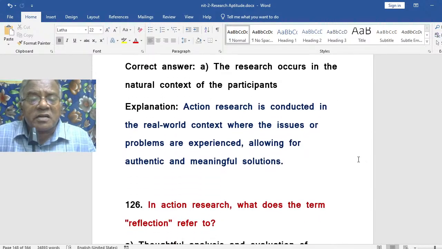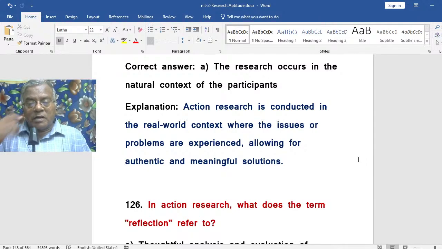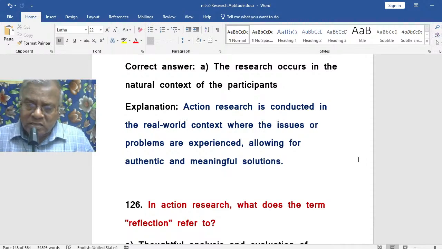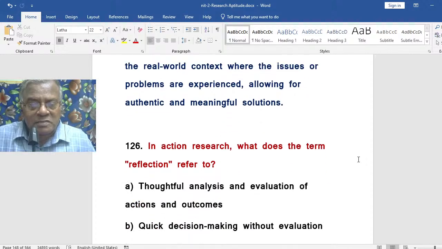Action research is conducted in the real world context, where the issues or problems are experienced, allowing for authentic and meaningful solutions. For example, some felt need or a concrete problem in the classroom. The teacher engages in action research in the real world context, sees the problems and tries to solve them through action research. So action research is conducted in the real world context where the issues or problems are experienced. You have to understand that.